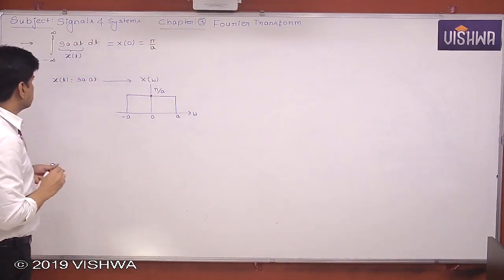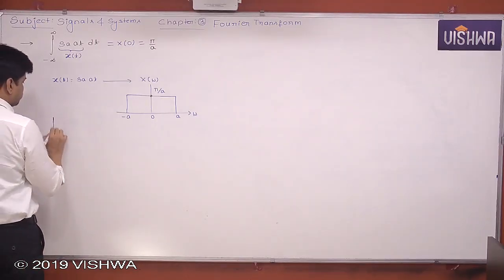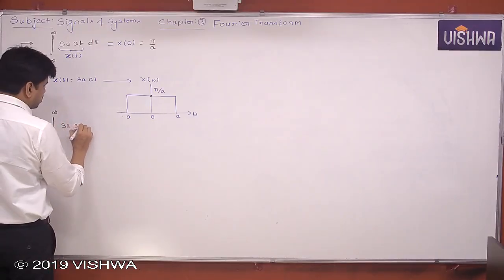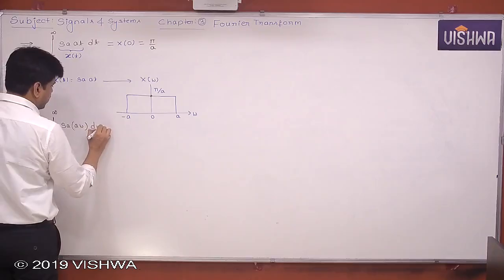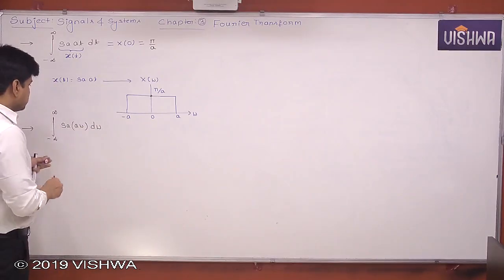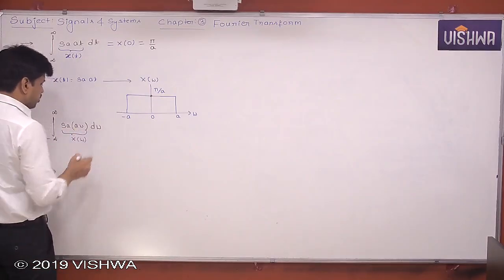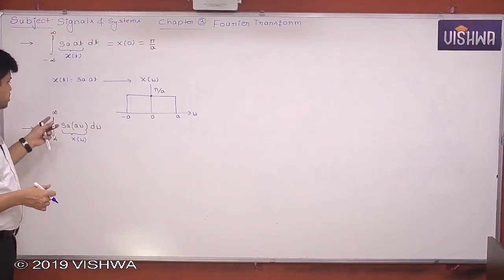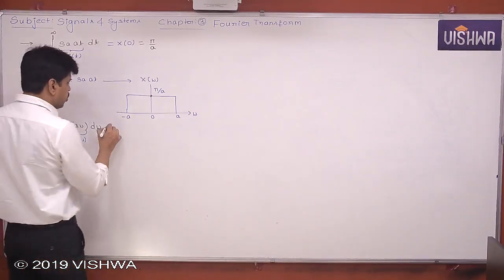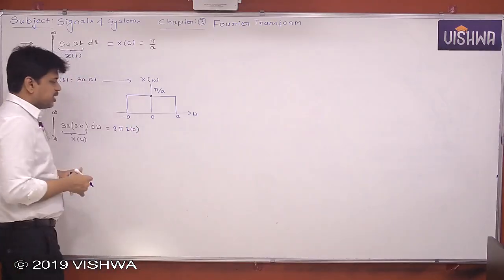In a similar way, suppose I want to find the integral from minus infinity to infinity of sampling a omega d omega. Now if I take this value as X of omega, that is nothing but the integral from minus infinity to infinity of X of omega d omega. From the central ordinate property, this is equal to 2 pi x of 0.